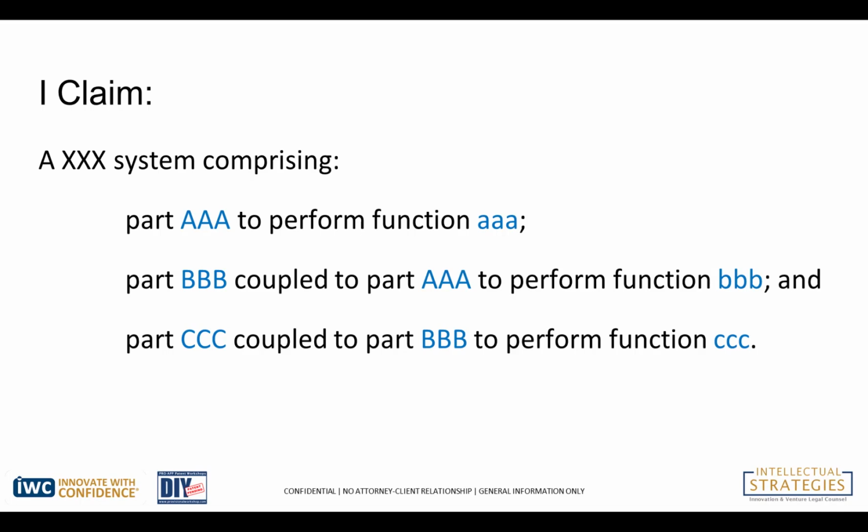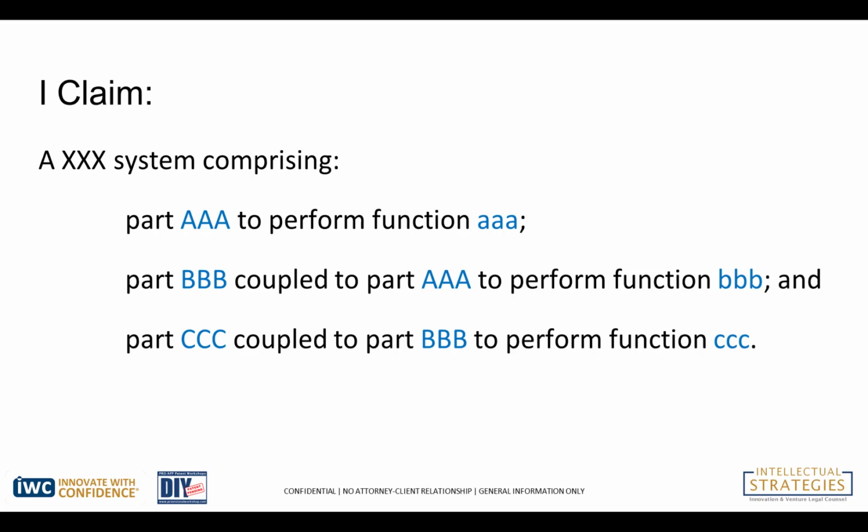Now, every claim has three different components to it. One is the preamble. The preamble is the first part at the top that says a certain type of system, or a certain type of method, or a certain type of composition, or a certain type of apparatus. In this case, the first three words there, a XXX system, is considered the preamble.